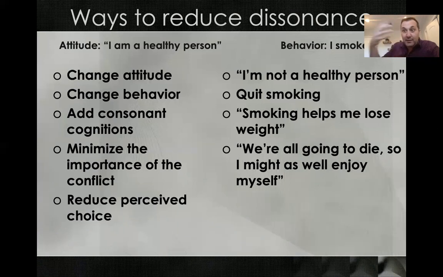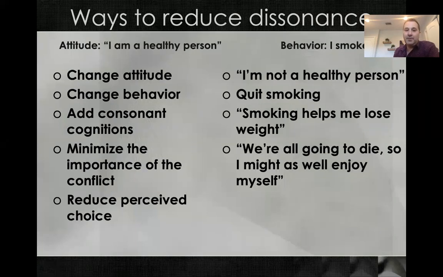When we can convince ourselves that we were forced to engage in some behavior, then we don't have to feel guilty about having done it, right? Because we can convince ourselves we didn't choose to do it, that we had no other option. And so one of the strategies to reduce dissonance is to convince ourselves that we were forced to engage in the behavior that conflicted with our attitude.